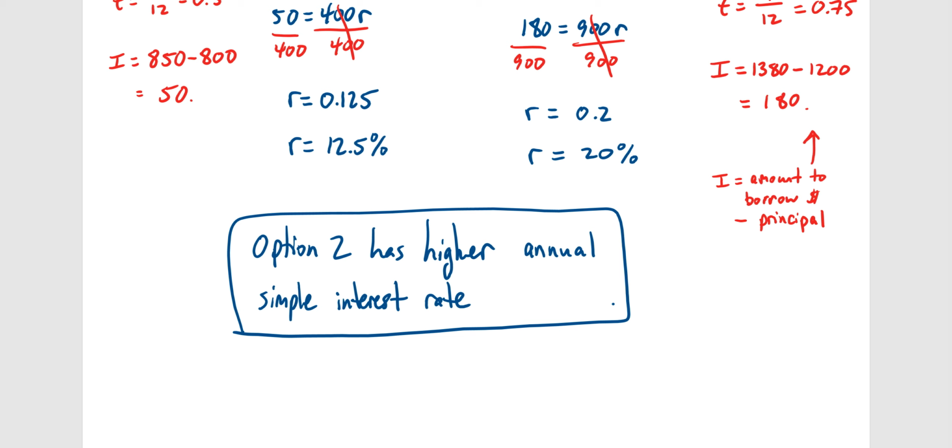So option 2 has a higher annual simple interest rate, so he probably wants to go with option number 1. Okay, so that is it for simple interest.